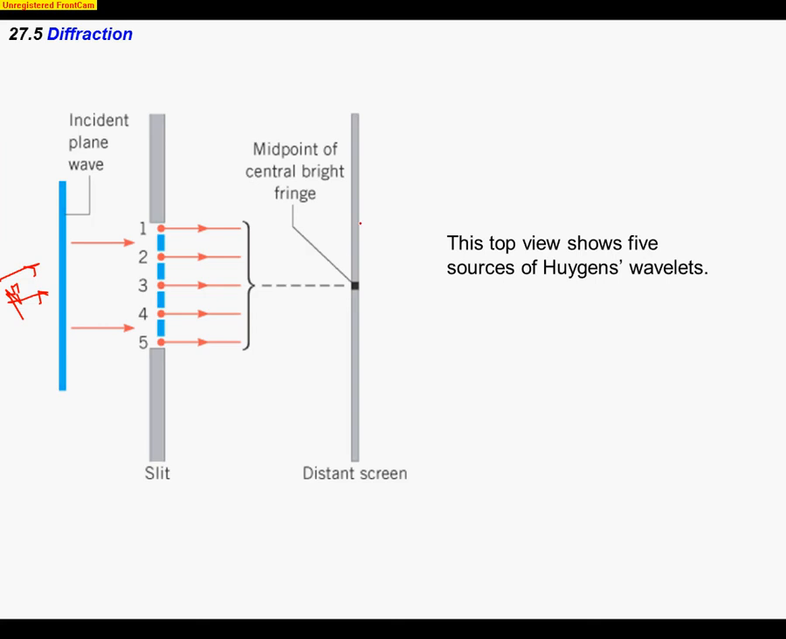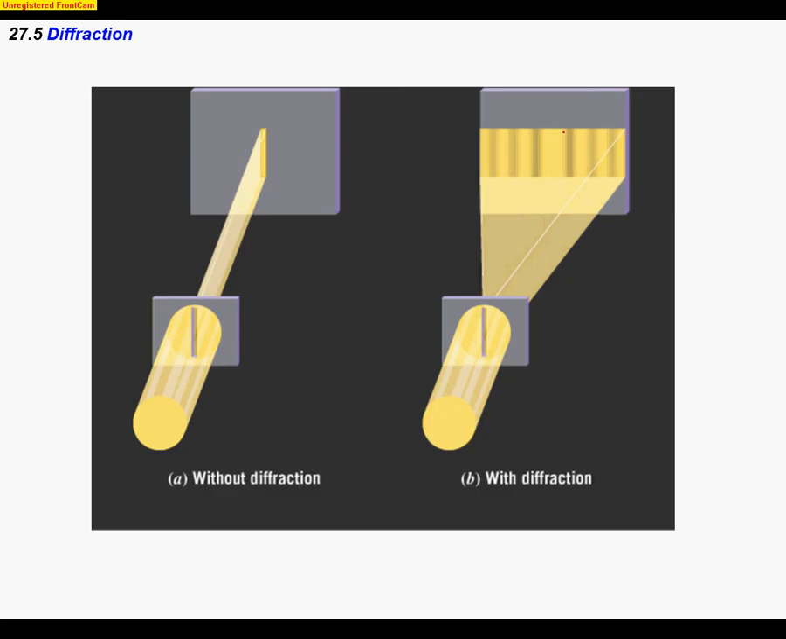And so what we get on the screen is a bright spot, because these will all interfere constructively if they're all traveling approximately the same distance to get to the screen. So we would expect to see a bright spot in the middle of the screen. If we drew a line from the middle of the slit over to the screen, we would expect to see a bright spot on the other side. And that is what we see. If we go back to that picture, that's what's showing up right here.